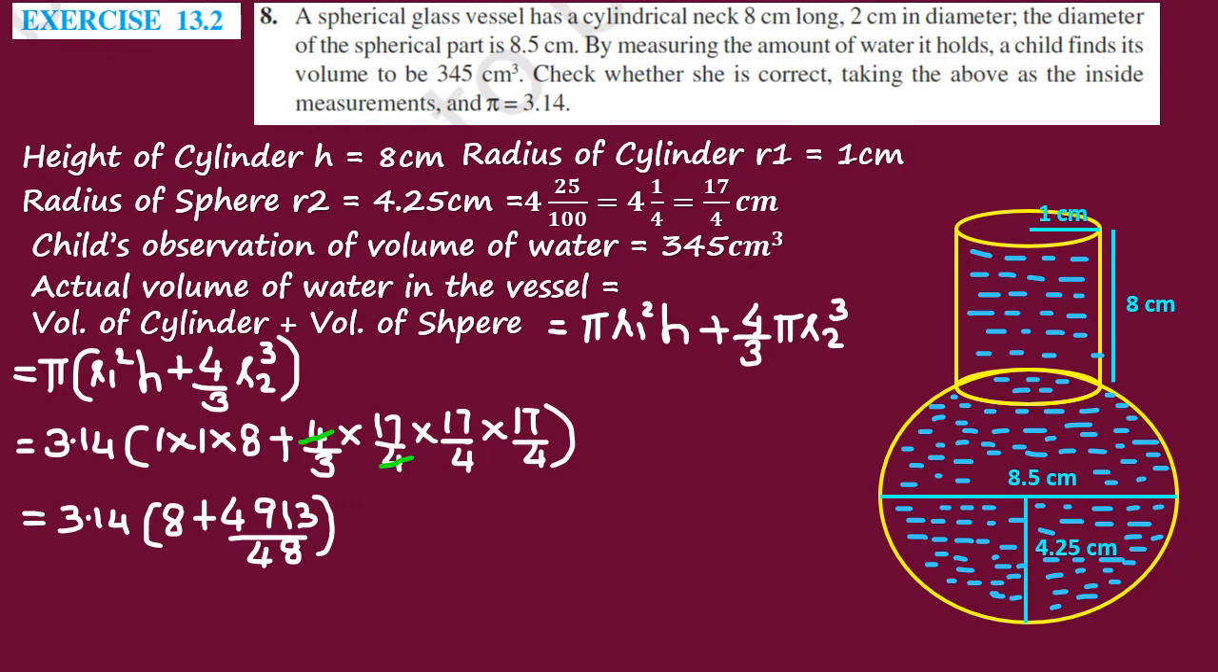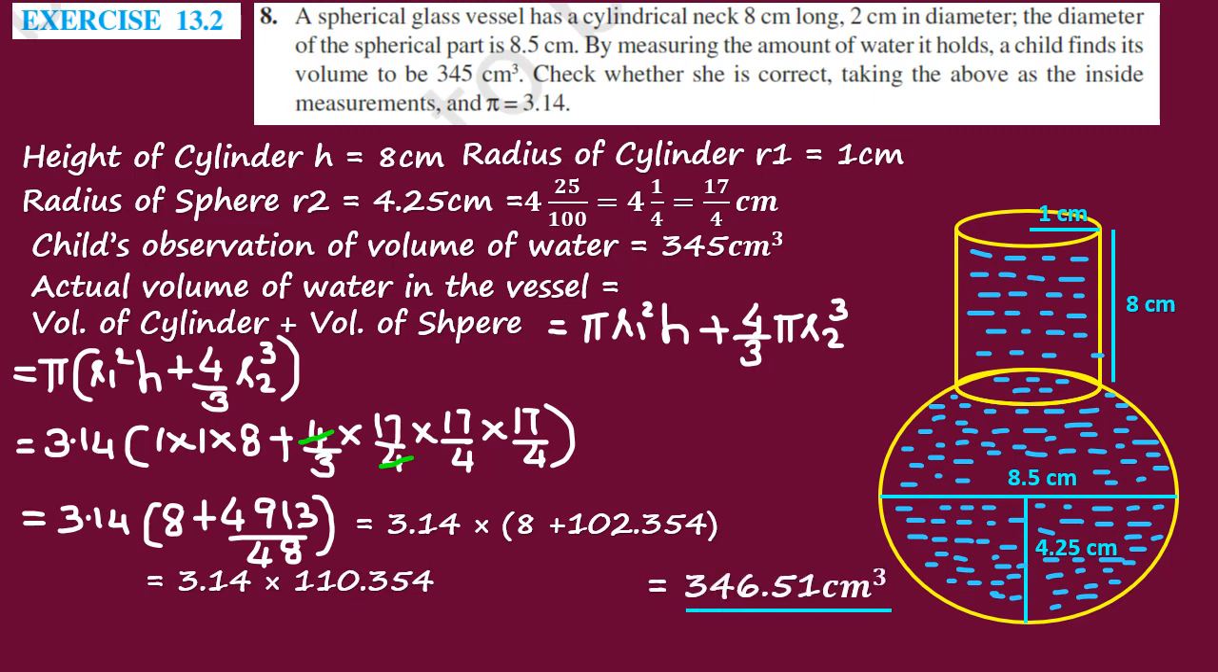Now 4913 by 48, when you divide, it will come to 102.354. So we will get the answer as 346.51 centimeter cube. That is the actual volume of the water.